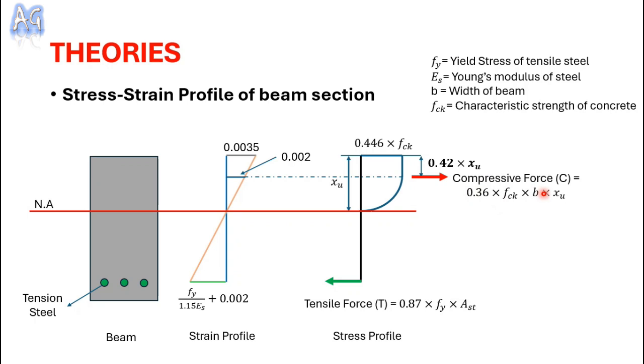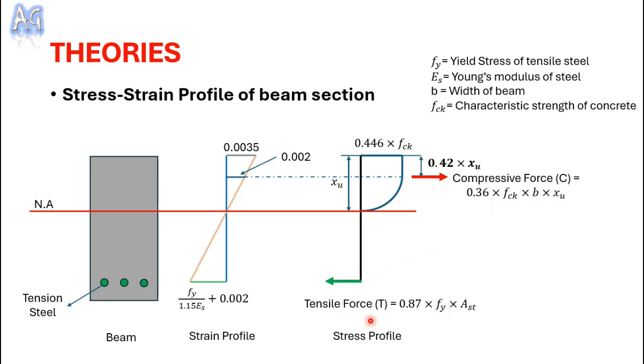In other countries' codes they have taken it as a rectangular diagram, but in our Indian code we are assuming it is parabolic. So that's why there is a derivation of how this formula is coming and how this distance is coming. So if you want to know, I can make another video on that topic, so please leave a comment, so that if I get 5 comments about this, I will make another video on that topic. This is how we are getting the total compressive force.